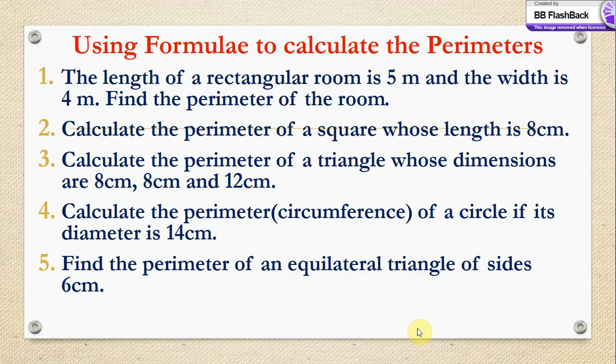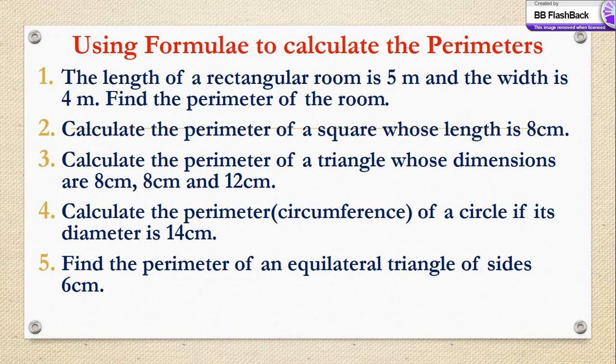Now lastly, final question, find the perimeter of an equilateral triangle of sides 6 centimeter. What's an equilateral triangle? An equilateral triangle is a triangle whose sides are equal. So a triangle that has 3 equal sides is referred to as an equilateral triangle. So they've given us one side, just like a square. A square has 4 equal sides. So an equilateral triangle is a triangle that has 3 equal sides. So they've given us one side. Since the 3 sides are equal, if you know one side, then other sides are also 6, 6, 6 each.